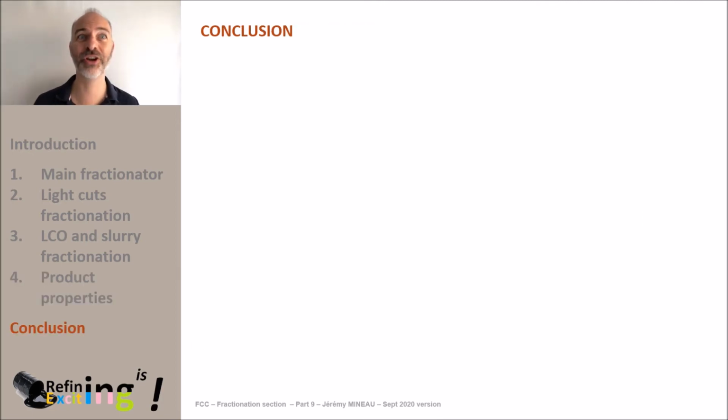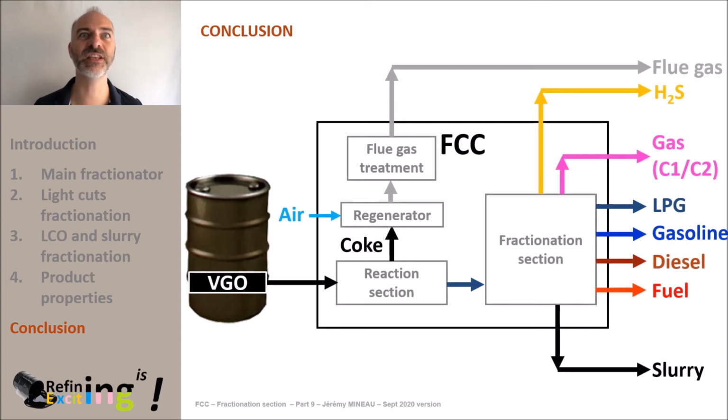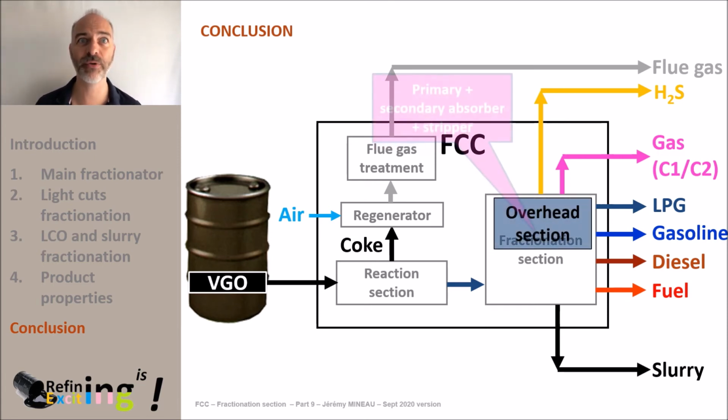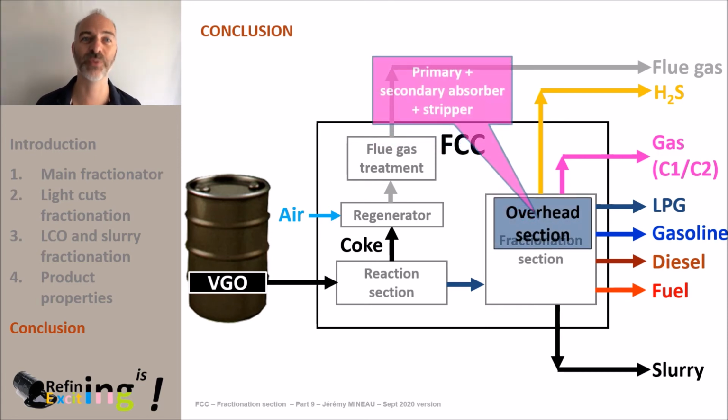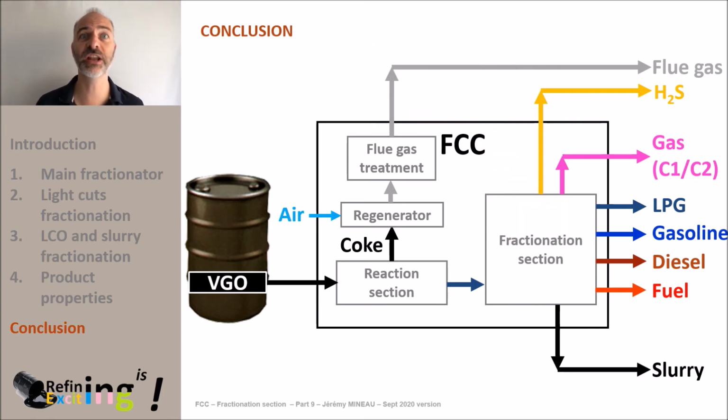It is now time for a conclusion. In these videos, we've explained how the FCC works to produce several interesting cuts from VGO. We described how to separate the light molecules and how to produce fuel gas, LPG and gasoline cuts with the help of the primary and the secondary absorber, as well as the stripper. We recalled the amounts of energy involved.